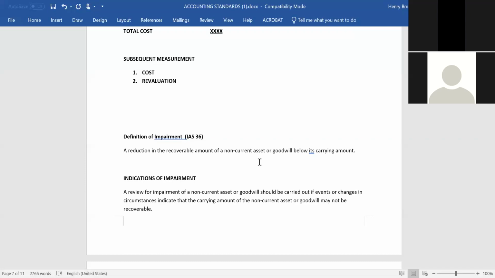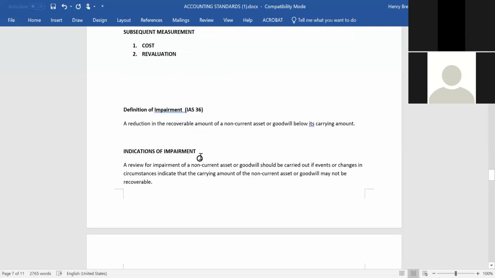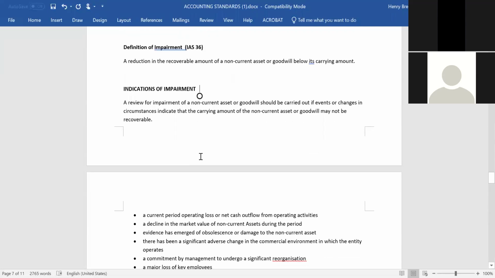We test annually for impairment. Just like in the case of other intangible assets, as I hinted, if it has an indefinite lifespan, we do not amortize it, but we can still test for impairment, right? Indications of impairment: certain conditions will exist, and when they exist, it triggers impairment testing, right?